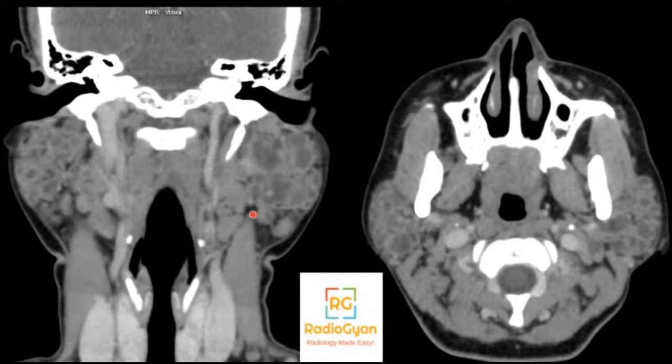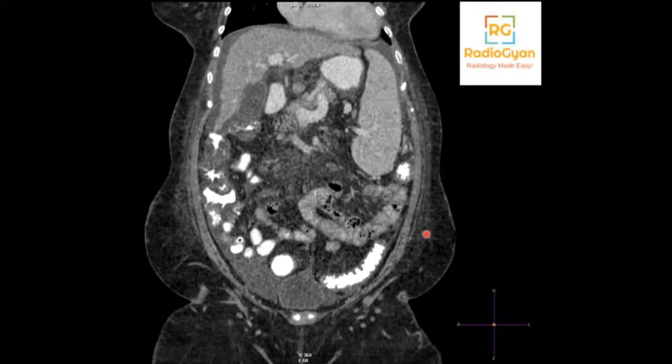The pathophysiology is that because HIV is associated with lymphoid hyperplasia elsewhere, they cause metaplasia of the salivary glands, which results in ductal obstruction and these cysts. Okay, moving on to the next case, a coronal CT of the abdomen post contrast.